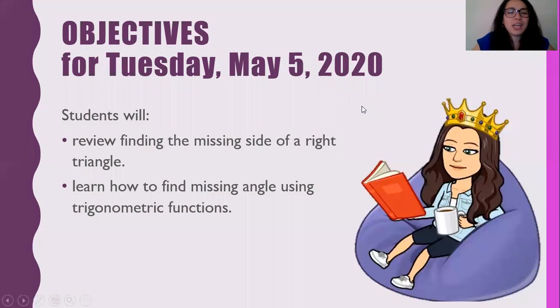All right, let's look at our objectives for today. We're going to review finding the missing side of a right triangle, which is what we've been doing. But today we're going to learn about finding missing angles for trigonometric functions.